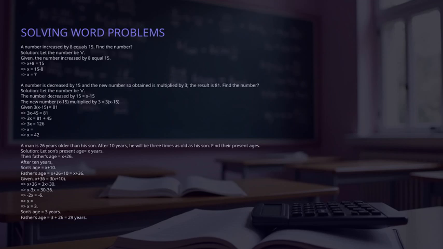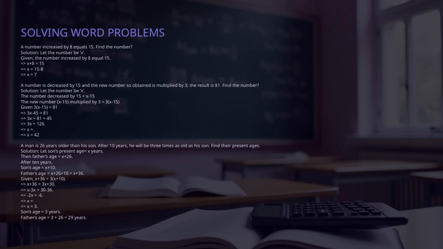So x plus 36 equals 3 times (x plus 10). Simplifying the right side, that becomes 3x plus 30. Now I set up the equation: x plus 36 equals 3x plus 30. Subtracting 3x from both sides and subtracting 30 from both sides, I get minus 2x equals minus 6. Dividing both sides by minus 2, I find x equals 3. So the son is 3 years old now, and the father is 3 plus 26, which is 29 years old.